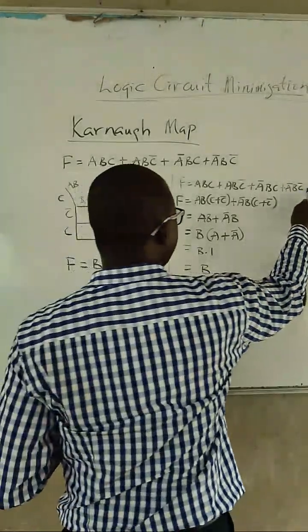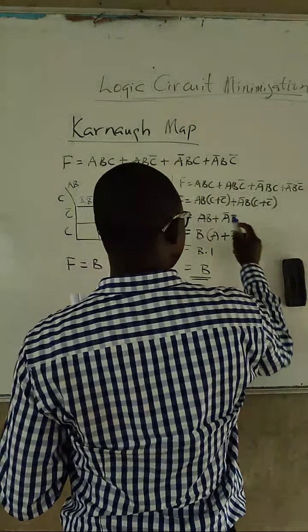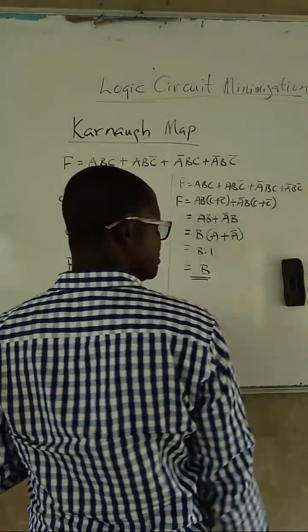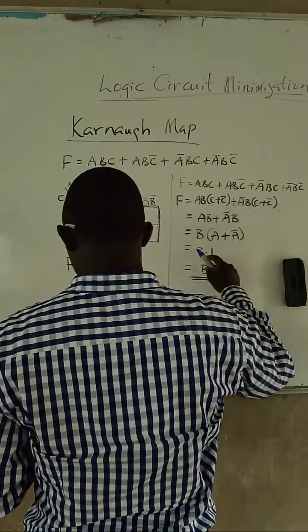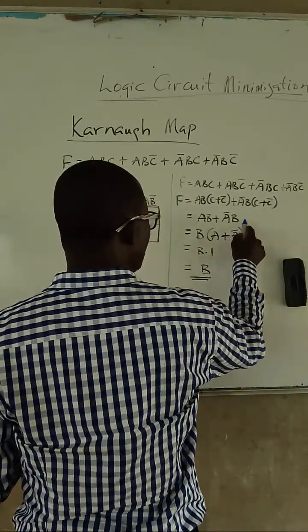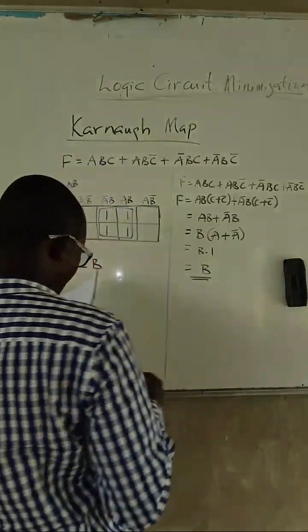For instance, here is the distributive law. And the second row is C plus C bar. That is the associative law, kind of, I think. And the last one is also the distributive law. We applied the distributive law again before we arrived at the final answer.